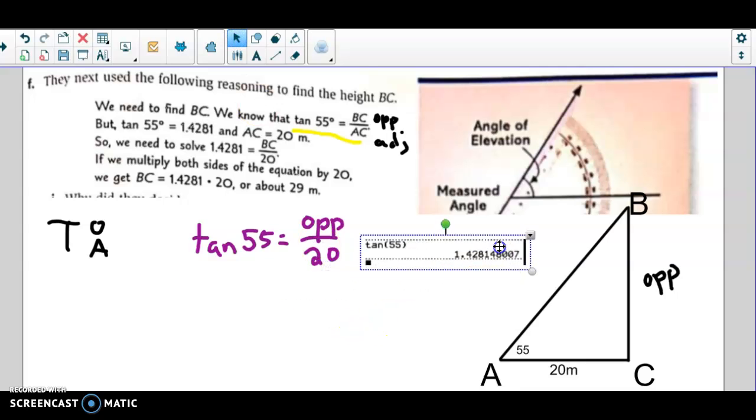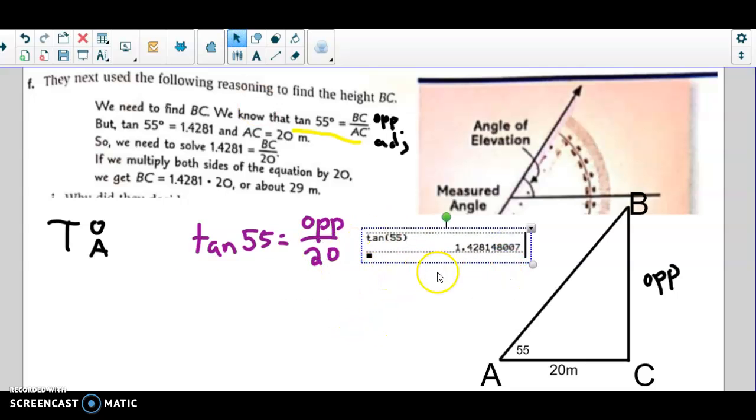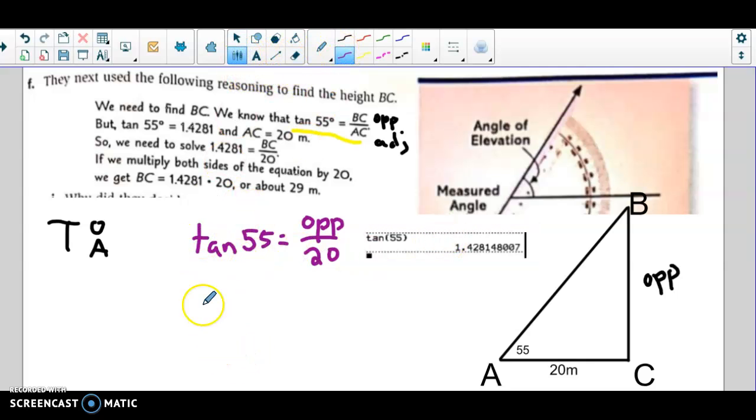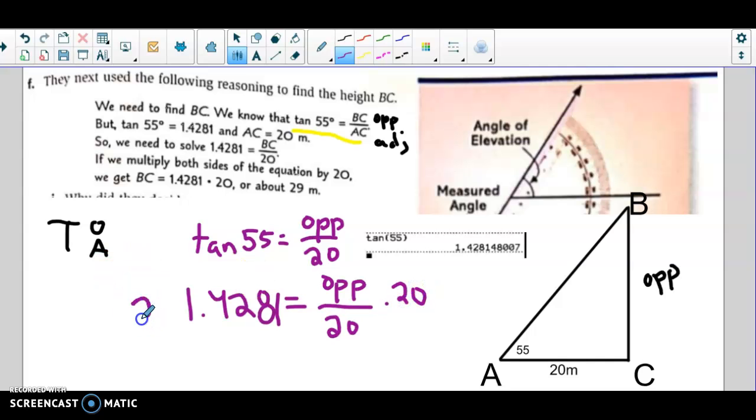All right, so we have tangent 1.428. We're just going to replace this tangent 55 with 1.4281. And for those of you who will one day take an AP class, 3 decimal places is preferred, so I'm going to round to 3. Now we just want to solve this equation. It's easy. We just multiply both sides by 20. These cross out, and then we have our answer.